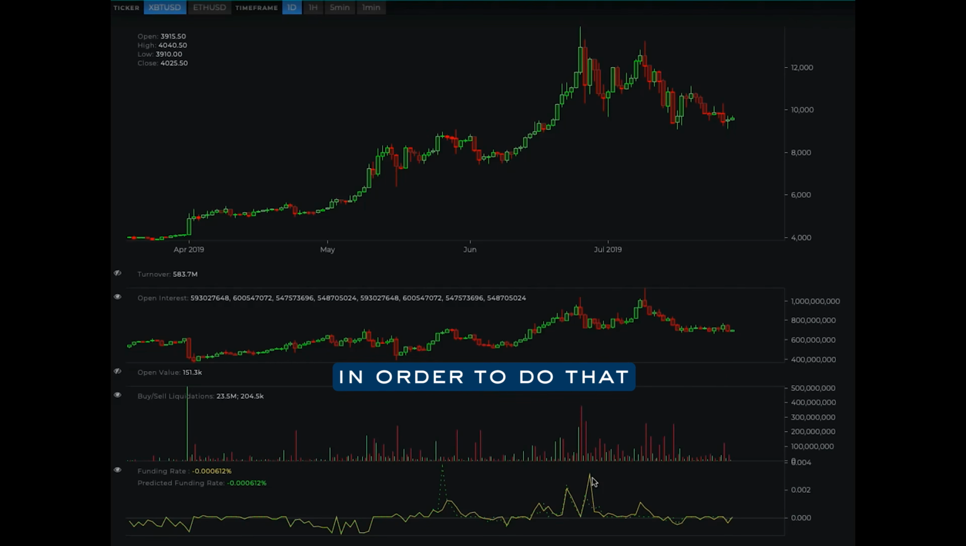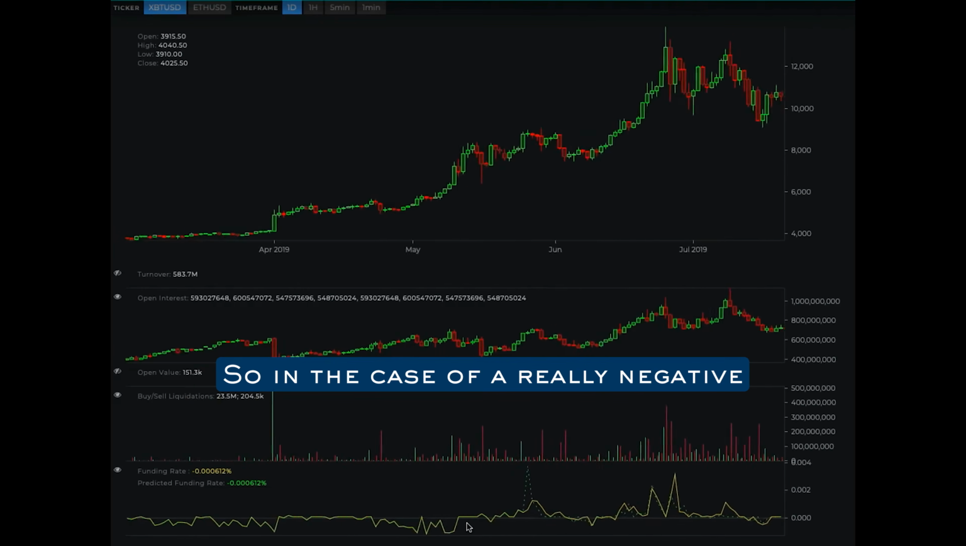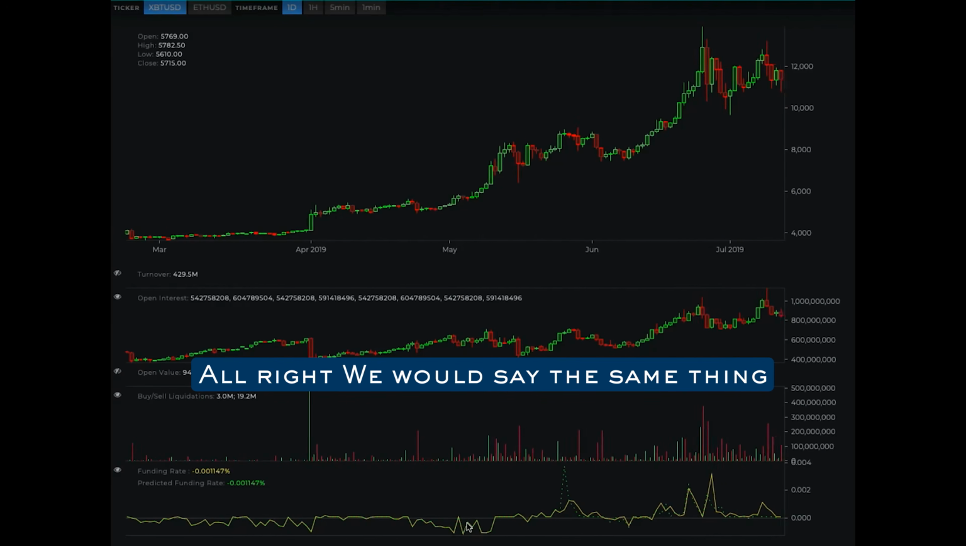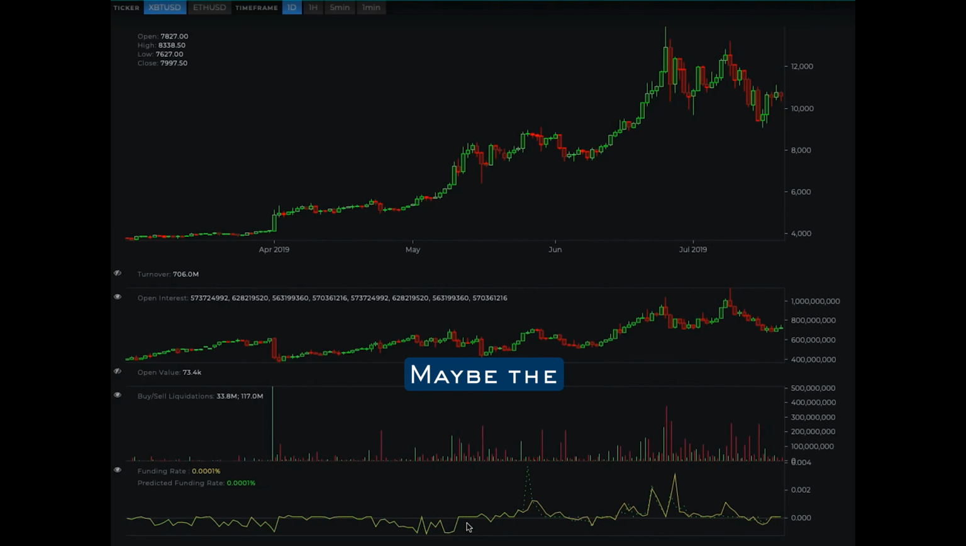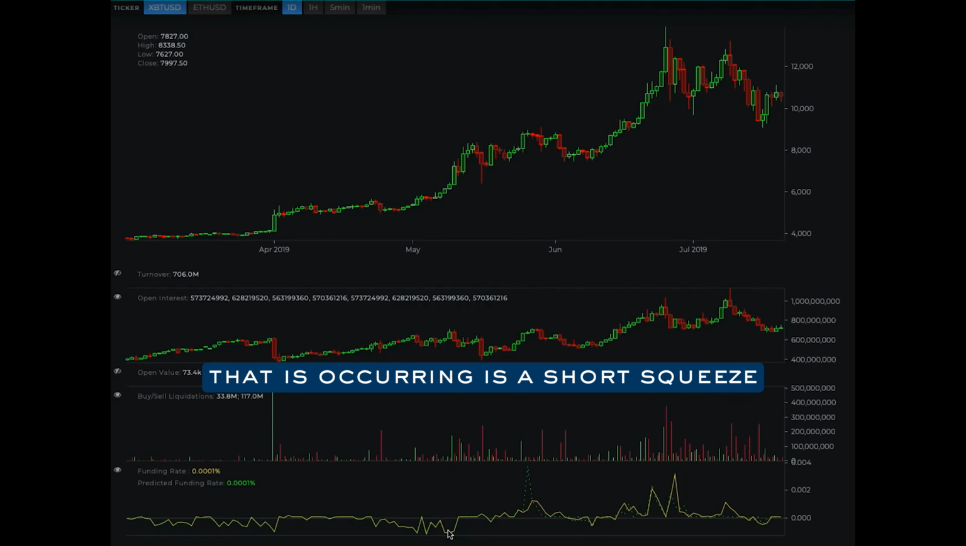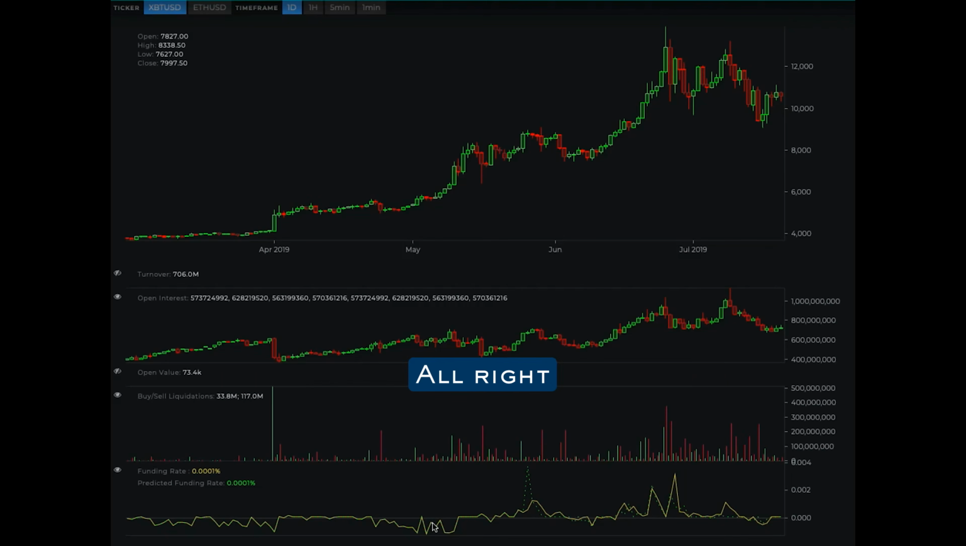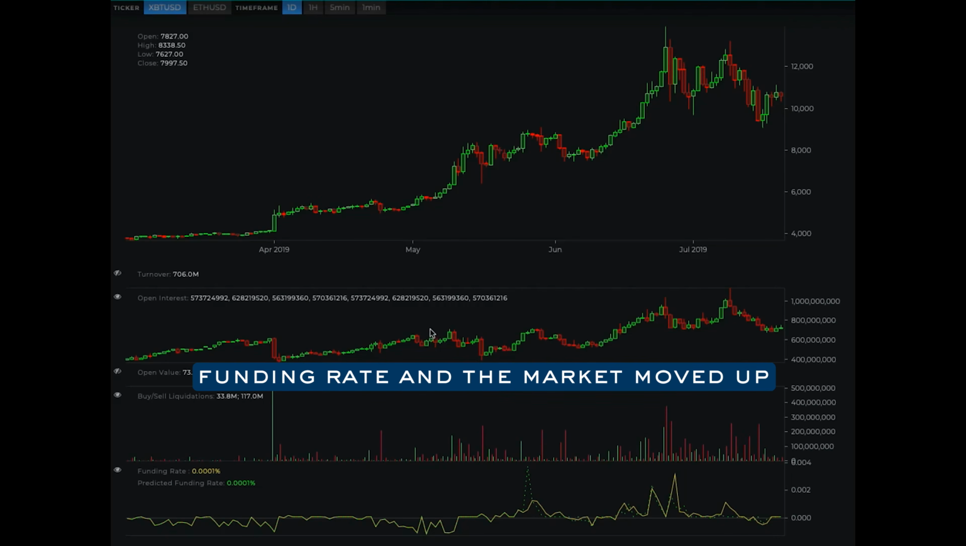Now, that's the mechanism to do that, but what this does is give us some insight into where the market is crowded, into what is a crowded trade, rather. The same works with a really negative funding rate. In the case of a really negative funding rate, we would say the same thing: maybe the setup that is occurring is a short squeeze. I think you could see that we had what looks like a squeeze up here, when we had a really negative funding rate and the market moved up.